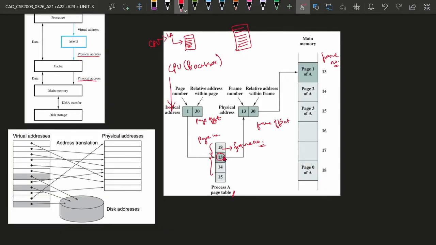Then it will go to this frame number 13. So to the physical address frame number 13, whatever the offset is, the page offset and frame offset will be the same. So at this offset value, it will go and find page 1. So page 1 will be located where? It will be located at frame number 13, having the frame offset 30. So this is how the processor works in the case of virtual memory.